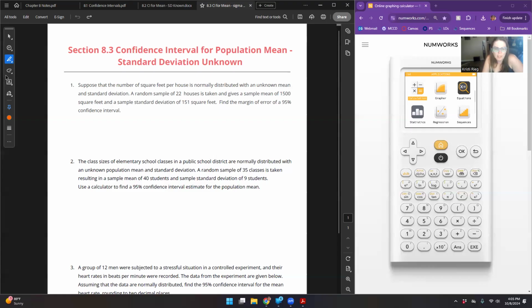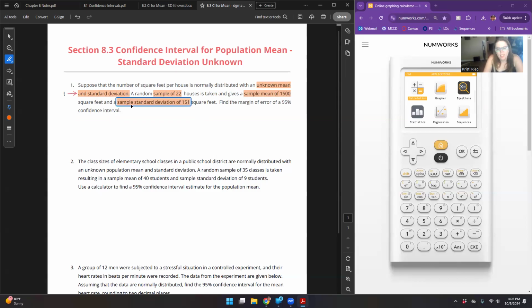All right, so let's look at the beginning. The number of square feet in a house is normally distributed with an unknown mean and standard deviation. So this right here is how you're going to know that we are using t for this. We're going to use t because it says unknown mean and standard deviation, specifically standard deviation. A random sample of 22 houses, so n is 22, is taken and it gives a sample mean of 1,500 square feet and a sample standard deviation of 151 square feet.